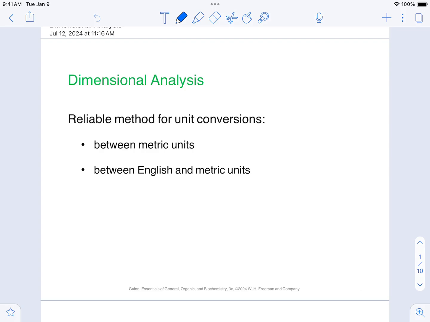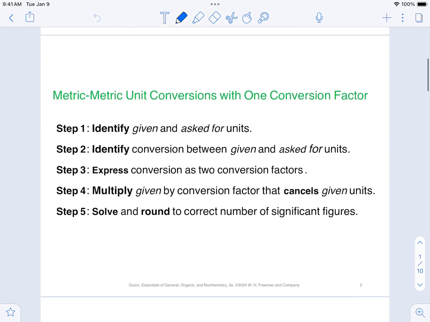This video is on dimensional analysis. This is used a lot in chemistry, and it's a very reliable method for unit conversions. So we cannot always just move the decimal point like we did in the metric system. Sometimes we will have to use this multi-step method called dimensional analysis. And we can go back and forth between English and metric units doing this as well.